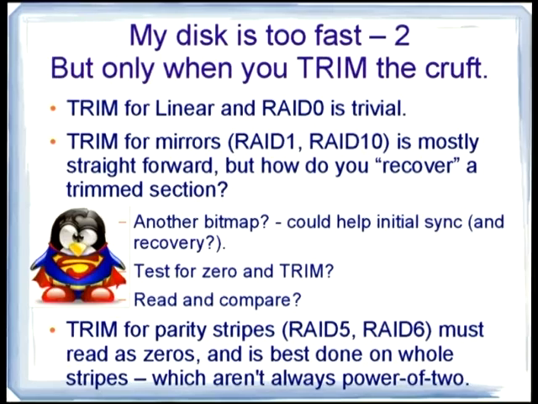For RAID 1 and RAID 10, the mirroring levels, it's mostly pretty straightforward. Again, you send the trim request down to both sides of both pairs of the mirror, and that's all good. But there's issues with resync. If you ever have to do a resync, you don't want to read from one drive and write to the other, because you just undo all the wonderful trimming value you got from trimming.